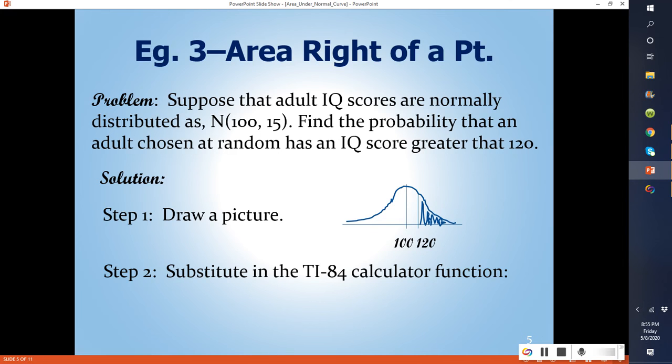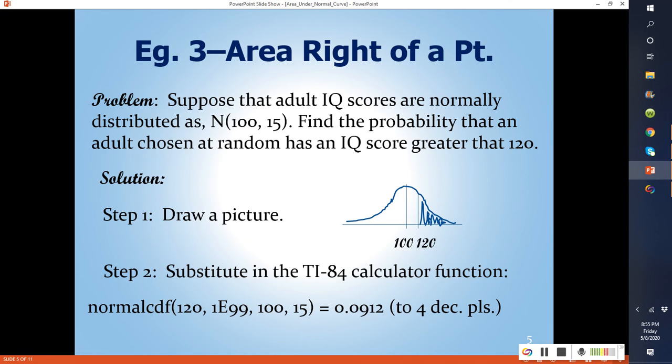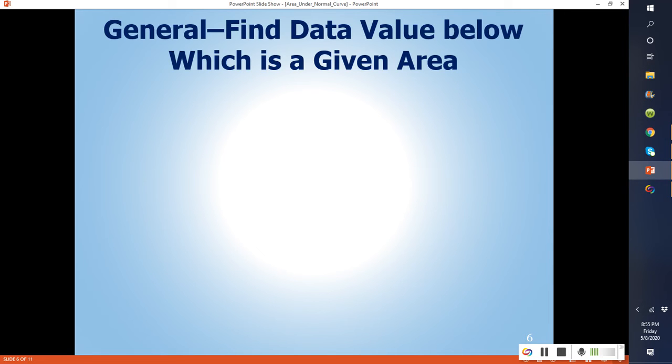that we're looking for. So when we substitute in the TI-84 calculator function, we get normalcdf(120, 1E99. This time it's a positive infinity, so we use this approximation. Not that there is an approximation to infinity, but think of it as being representative of infinity in a finite way. So 100 is my mean and 15 is my standard deviation. Again, to 4 decimal places, we get 0.0912.